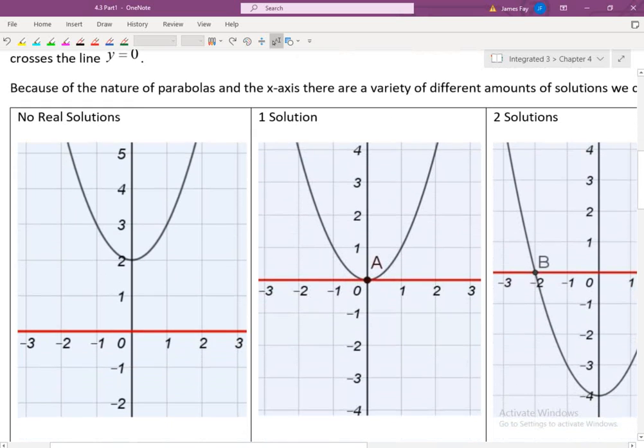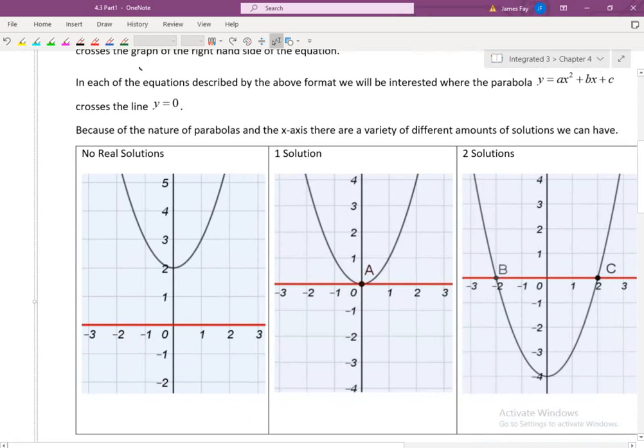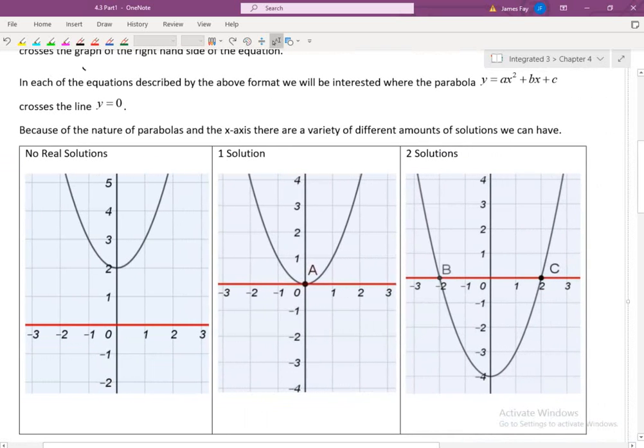Okay? So when we have parabolas, there are three situations that can happen. Now these could be upside down, concave down, with a maximum, going kind of this way, right? But these are the three types of solutions you could have. You could have a situation where your parabola does not intersect your x-axis at all. In that case, we have what we call no real solutions, meaning there are no real values on this x-axis that become solutions.